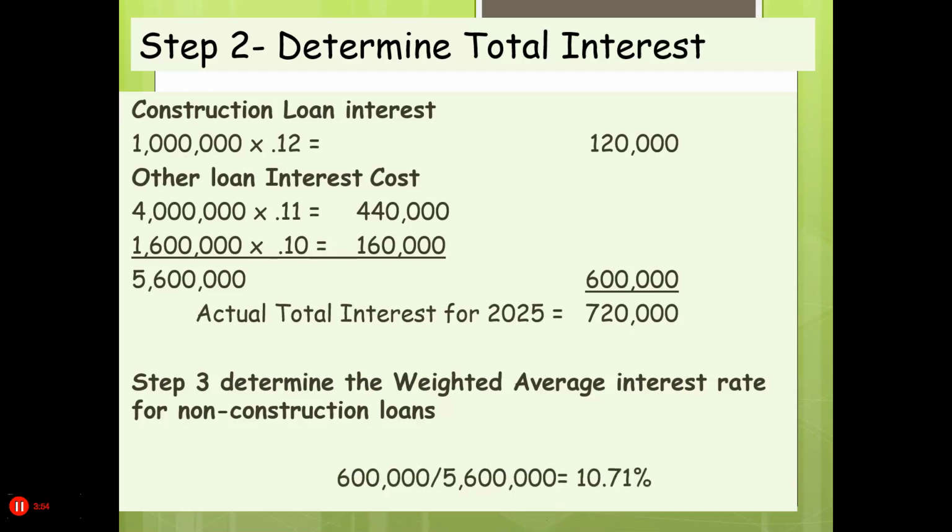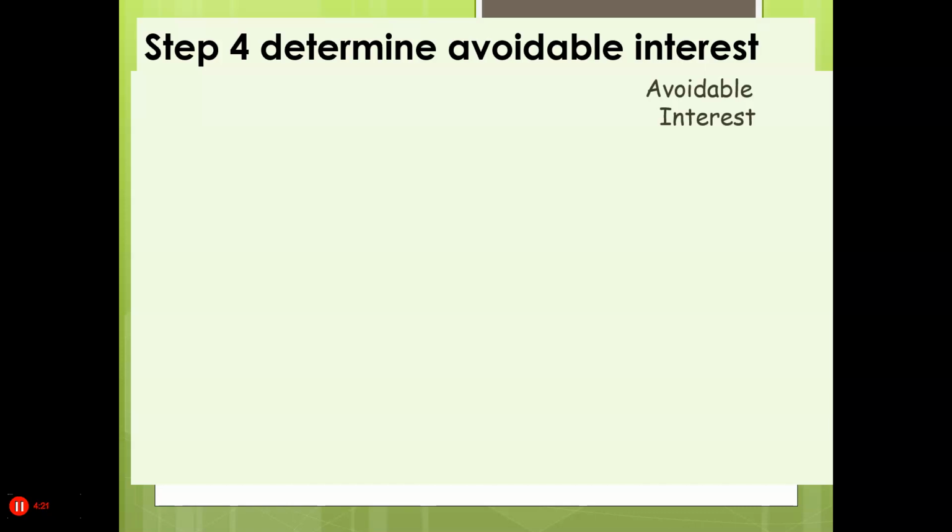First of all, what we need to do is you're going to capitalize whichever is less, the amount unique to the project or all the interest. So in this example right here, what we're going to do is we're going to take our other loan interest and divide by the other loan amount to come up with a weighted average interest for the other loans. Now we're going to determine the avoidable interest, or the interest we wouldn't have paid if we hadn't started this construction project, maybe.